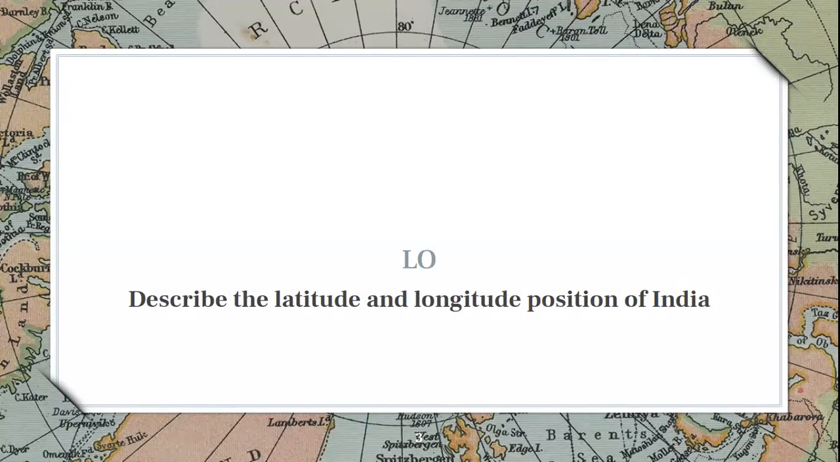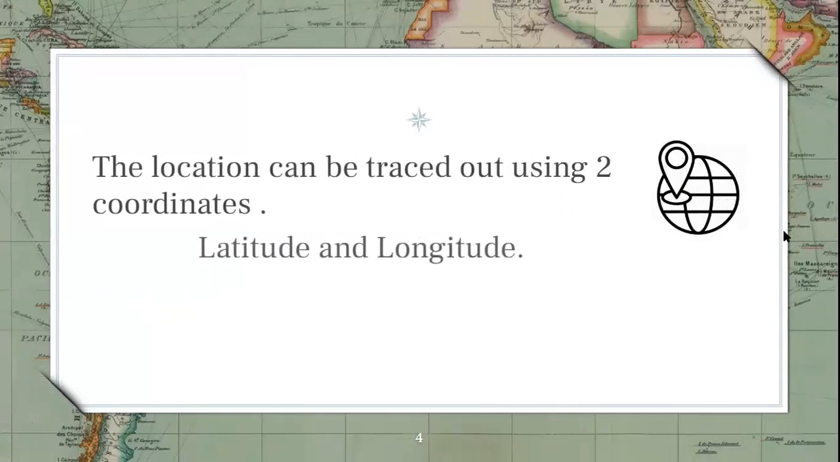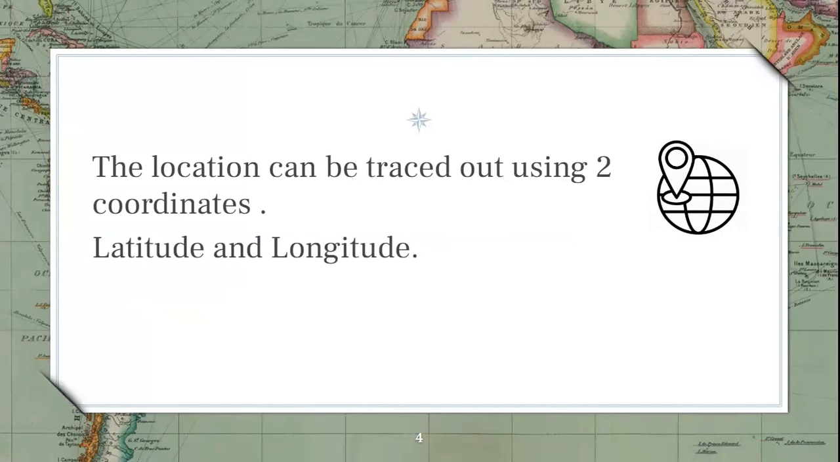So first of all, let's go to the first learning objective: describe the latitude and longitude position of India. See, the location can be traced using two coordinates. We can use latitude and longitude. If you know the latitude number and longitude number, then we can trace out the location of a place. Actually, latitude and longitude are imaginary lines.